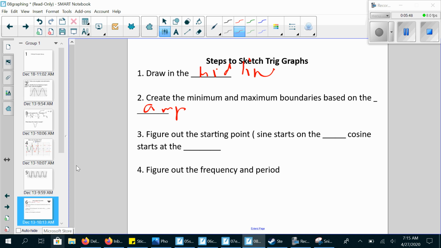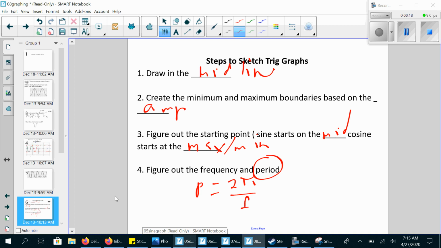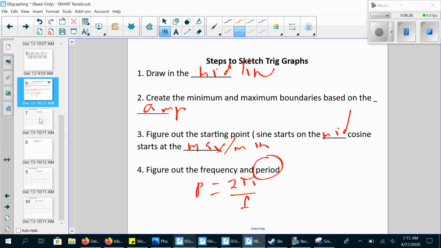Figure out the starting point. Remember that sine starts on the midline and cosine starts at the max or min. And then figure out the frequency and period. And really, I think it's much easier to graph your trig function if you know the period rather than just the frequency, and you can use that equation, period equals 2 pi over frequency. And then you're going to draw in your starting and stopping points, and you're basically going to divide your graph into 4 sections in order to get all of those points on accurately.